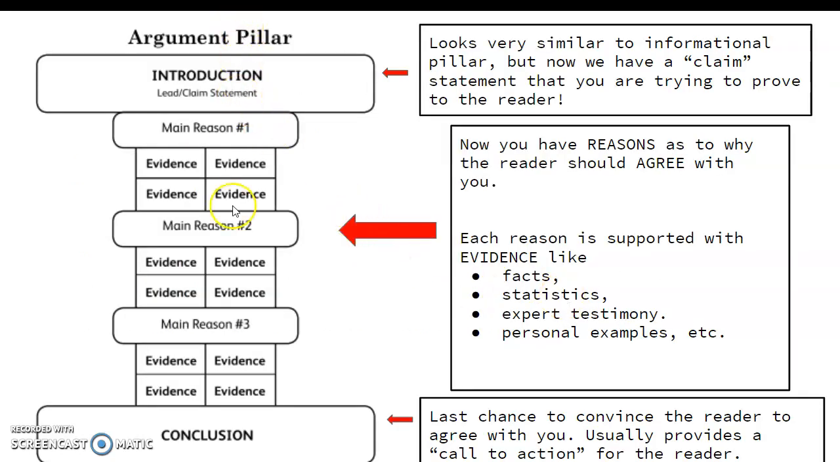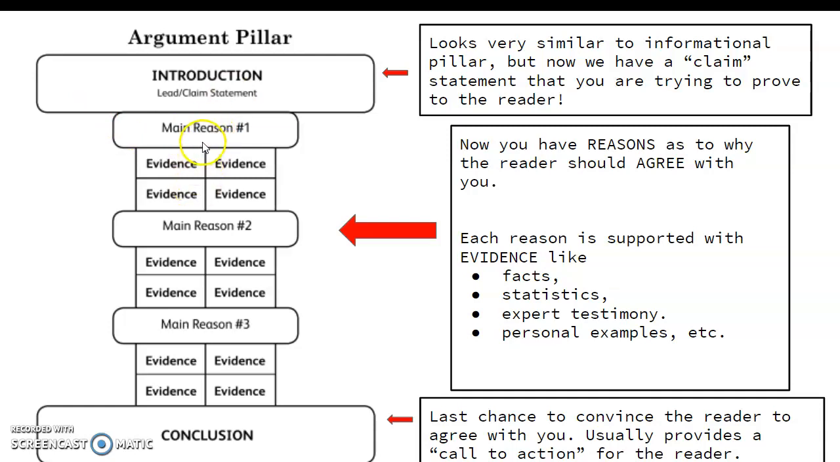If you look, the argument pillar looks super similar to the informational pillar. But now in the introduction, instead of just a statement of what we're going to learn about, this is a claim that you're trying to prove. So I think about the argument pillar like a trial. Think about a court show that you've seen on TV, or a movie where someone's gone to court. This is that opening statement that the lawyer makes about why my client is innocent, or why the defendant is guilty.